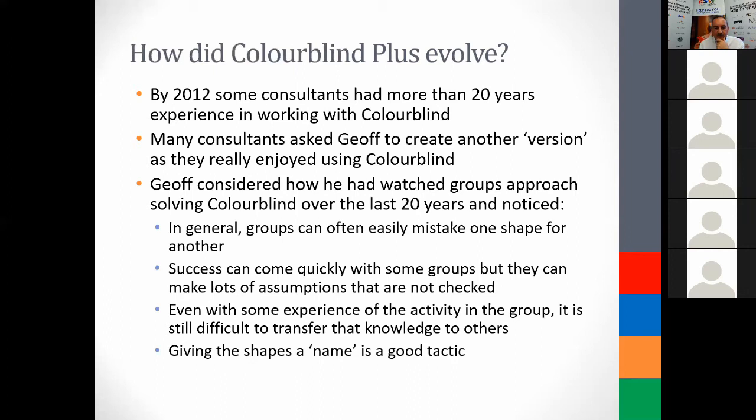Even if you have some experience of the activity, it's difficult to transfer that knowledge to others. What I mean by that is, if you have a group and find out, oh my goodness, of the 14 people coming to work in Colourblind today, I know 5 have done it before, I would say don't panic. Absolutely put them into the activity, because how they are able to transfer that knowledge would be really interesting to observe. And I would suggest it often makes it more difficult for groups having someone who says, you know, this is definitely the bow tie or this is definitely the cloud. And as I say, giving the shapes a name is a good tactic, so people tend to agree on a common name within a group.